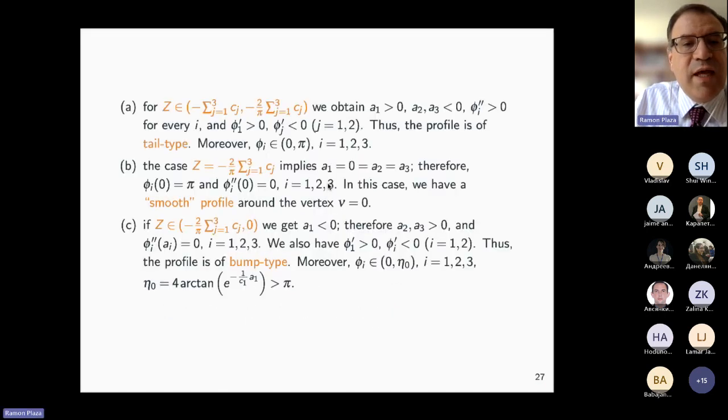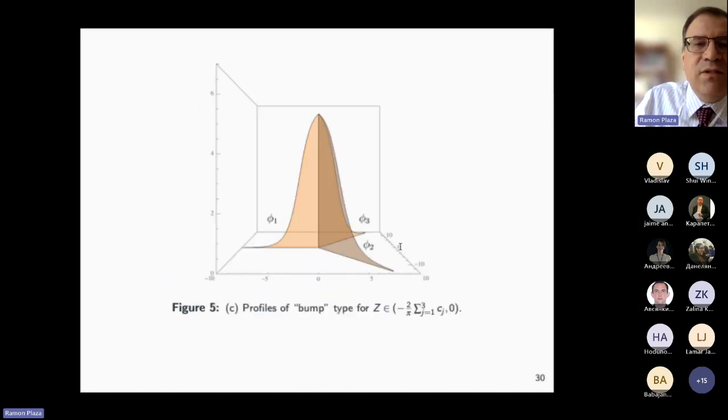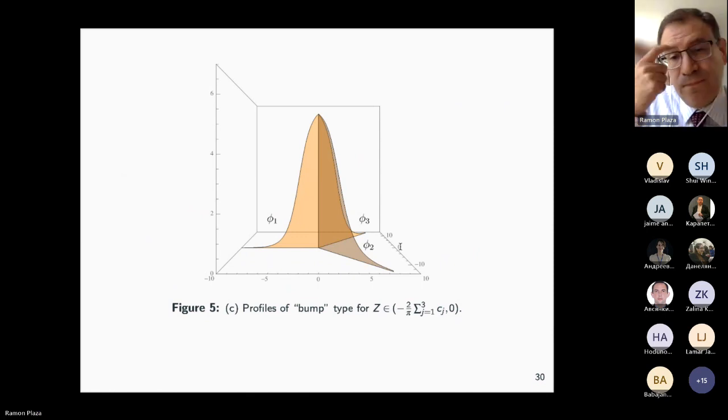And the third case is when Z is between this value and 0. So in that case, A1 changes sign and A2 and A3 are positive now. And then you have that phi prime 1 is positive and the other derivatives are negative. So the profile has like a bump. So we call it a bump type, and it has this shape, as you can see.